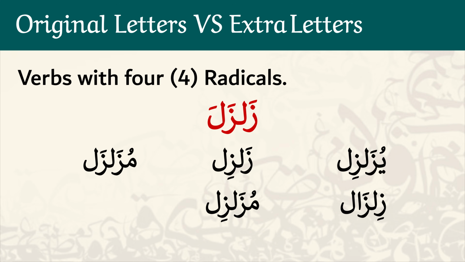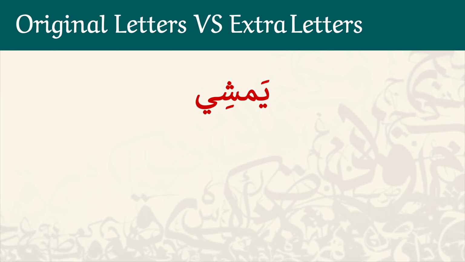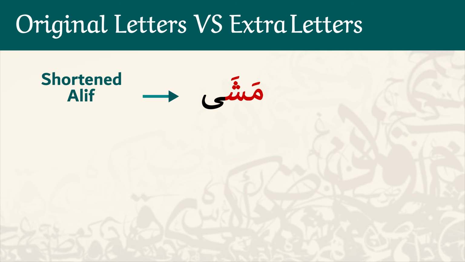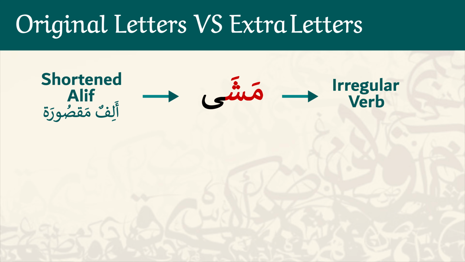A last example, the verb يمشي. This is present. Get it back to the past, مشى. Here are the 3 radicals of the verb. And as you see, we have ألف, which takes the format of a shortened ألف, ألف مقصورة. ألف, as we know, is a defective letter. So this verb is irregular, معتل.